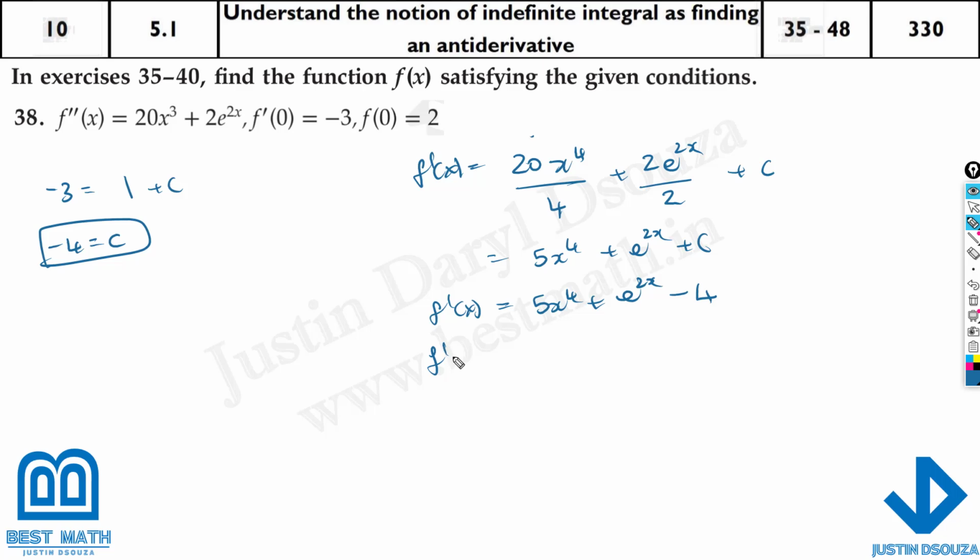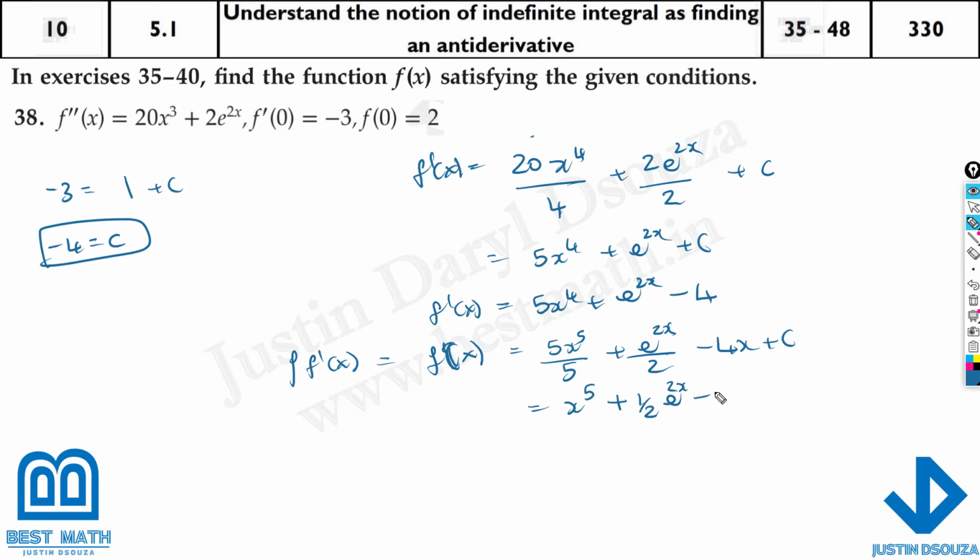Now we will find f of x, not prime, only f of x, by integrating the above. See, if we integrate f prime of x, we will get f of x. So it'll be 5x raised to 5 by 5 plus e raised to 2x divided by 2 minus 4x plus c. It's going to get bigger, but since they are all power rules, they're pretty simple. Now here let us cancel and simplify how much we can. It'll be x power 5 plus half e raised to 2x minus 4x plus c.